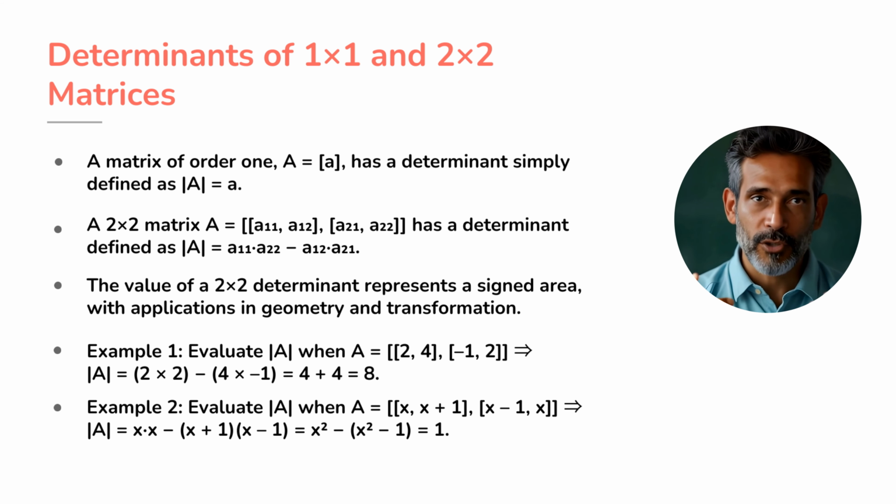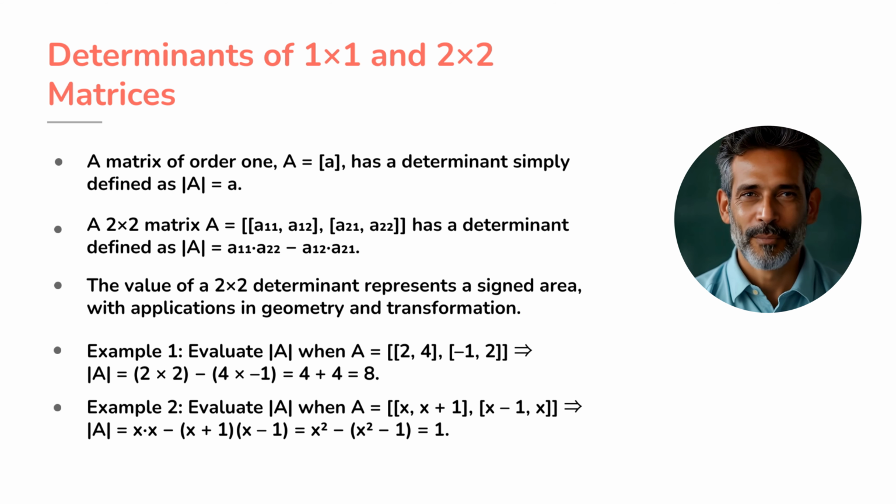For a 1 by 1 matrix, say A equals [a], the determinant is simply mod A equals a. For a 2 by 2 matrix, say A equals [[a11, a12], [a21, a22]], the determinant is mod A equals a11 times a22 minus a12 times a21. This value even has a geometric meaning. It represents a signed area which appears in topics like transformations and analytic geometry.